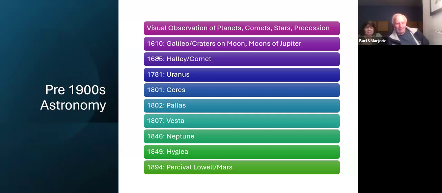Neptune was discovered because the orbit of Uranus had little wobbles to it, and it was determined that was probably due to another planet. That planet was Neptune. There's another asteroid here in 1849. And then in 1894, Percival Lowell at Flagstaff, Arizona, just outside the Grand Canyon, was looking at Mars, and he discovered channels, or what he called canali in Italian. And of course, got misinterpreted to be canals.